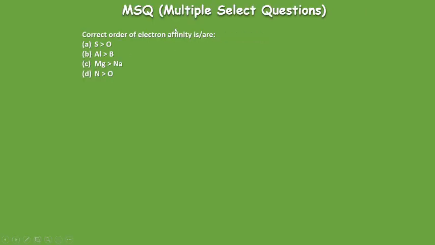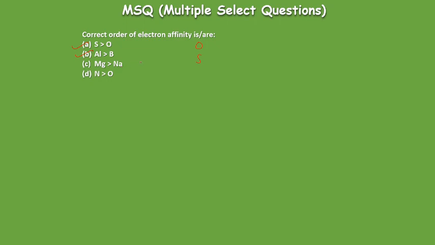Now the MSQs. The correct order of the electron affinity is R. Sulfur is having greater electron affinity than oxygen. So this is correct because oxygen is in the second period and sulfur is in the third period. Third period elements have more electron affinity value than oxygen. So this is correct. Again, aluminium is having more electron affinity value than boron. This is again correct.